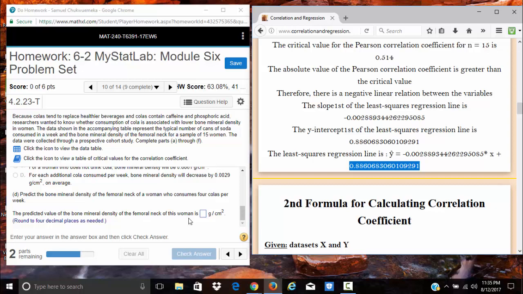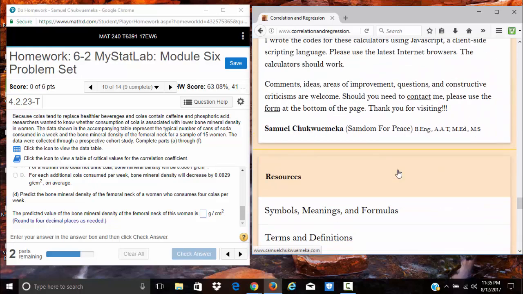Now, with 4 colas per week, the difference might not be much. But just as advice, if they ask you to round your answer to 4 decimal places, that means round the intermediate calculations to at least 6 decimal places. That way you're very sure of the answer.